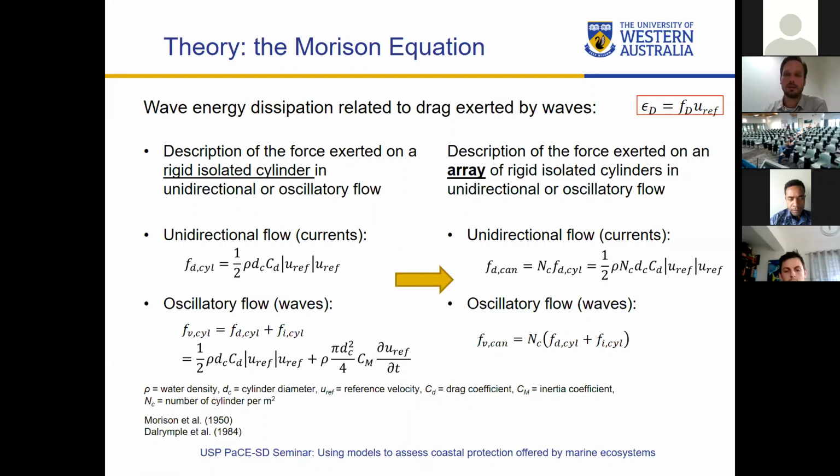That comes from offshore engineering theory from the 50s, where you have the so-called Morrison equation that includes, for waves, not only the drag force but also the inertia force, and that has some parameters. Originally it's designed for a rigid cylinder, so now we just multiply it with the number of cylinders per square meter essentially to get an idea of what a vegetation field would do.